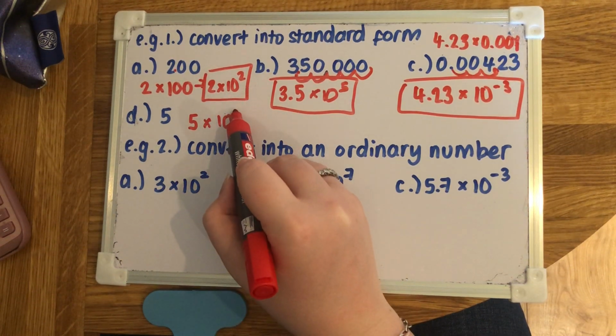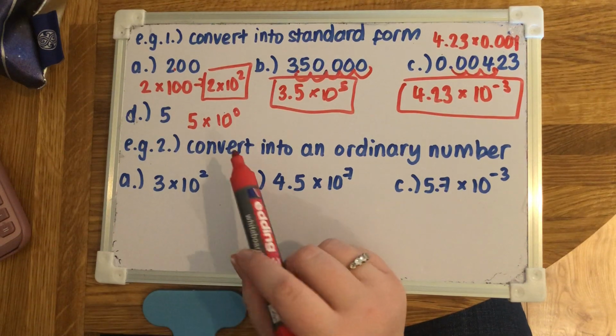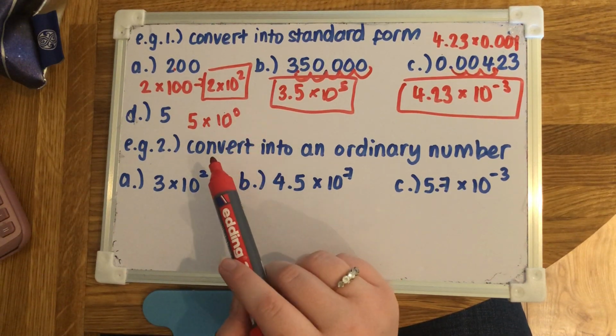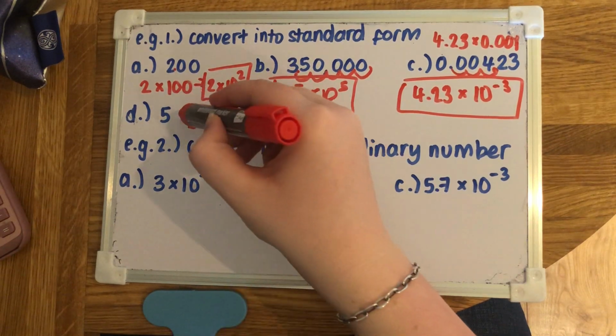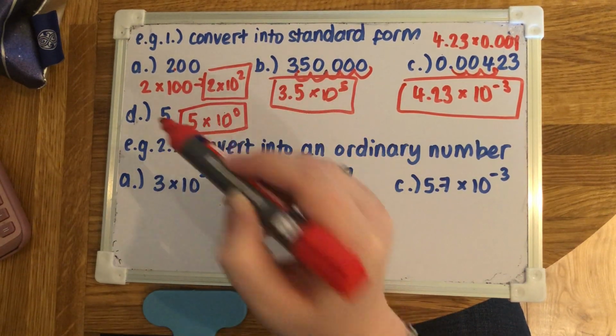So this is where we're going to have a power of 0, because when we did indices, 10 to the power of 0 is the same as 1. So 5 multiplied by 1 just gives you 5. Okay, so that's just a bit of a trick one.